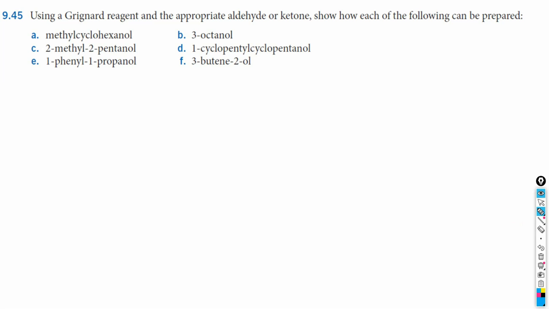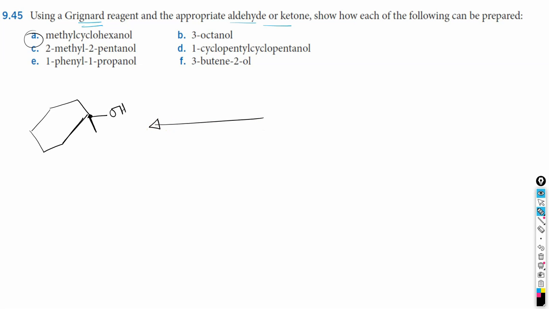So problem 9.45 wants you to solve this problem by making these compounds from the appropriate Grignard reagent and using an aldehyde or ketone followed by water workup. So let's start with the first one, which is methyl cyclohexanol. So this is cyclohexanol, and if you have a methyl on the same carbon, that is methyl cyclohexanol.